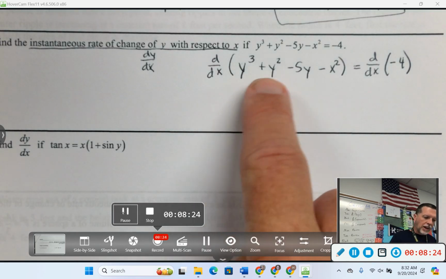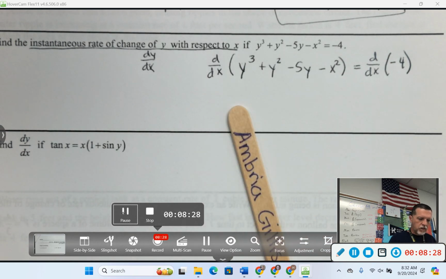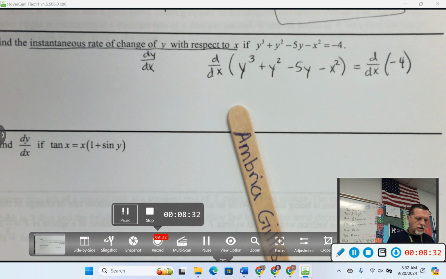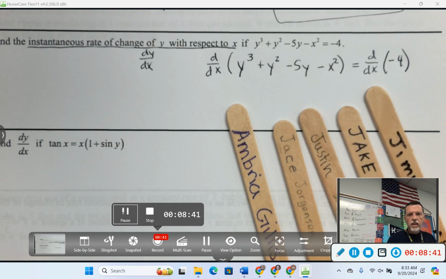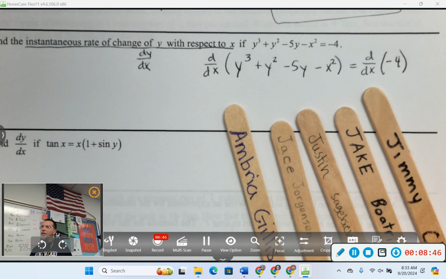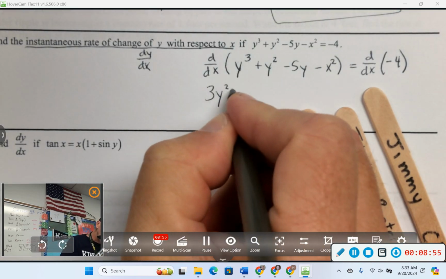All right, well, this looks like I can draw 5 popsicle sticks. So we'll just go one term at a time. If I can find 5 people who are present. All right, Ambria, start us off. What's the derivative of y cubed? 3y squared times y prime. Good. 3y squared times y prime.